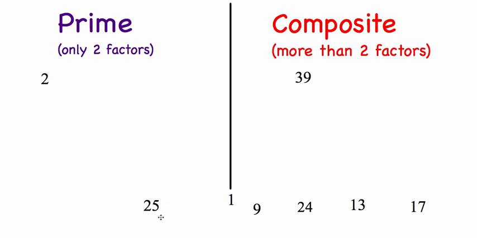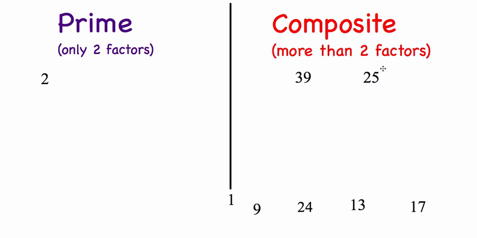25, looking at 25, it's not an even number, so I might automatically think it's prime. But we have to go through our divisibility rules. Even though 2 can't go into this number, we can think about 3. 3 doesn't work. 4 doesn't work, but the number 5 does. Since 25 ends in a 5, 5 is a factor of 25, and therefore it's going to have more than 2 factors.